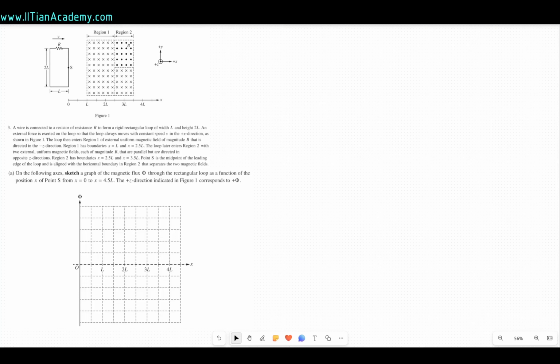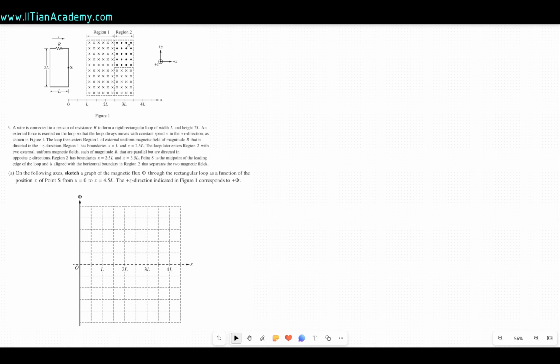So in question 3, we have this wire that is connected to a resistance of R, and they form this rectangular loop with L and height 2L. And then when they enter these two regions of magnetic field, where in the first region, all of the magnetic field is directed into the page, and then in region 2, half of it is into the page and half of it is out of the page.